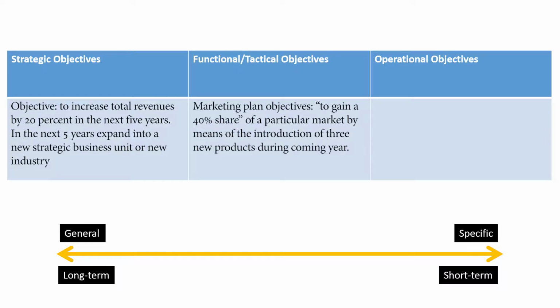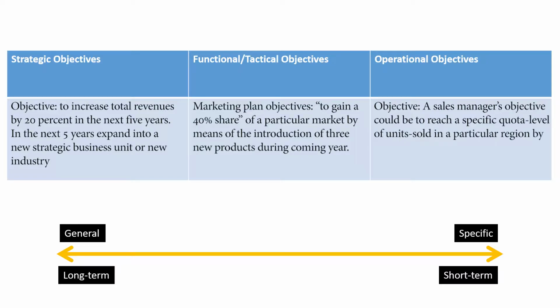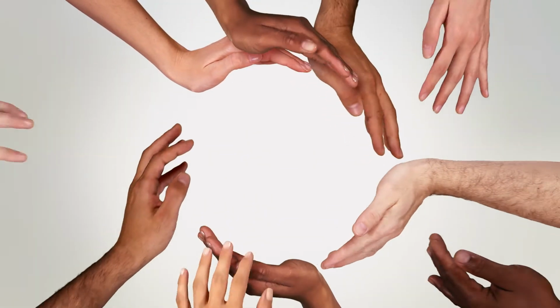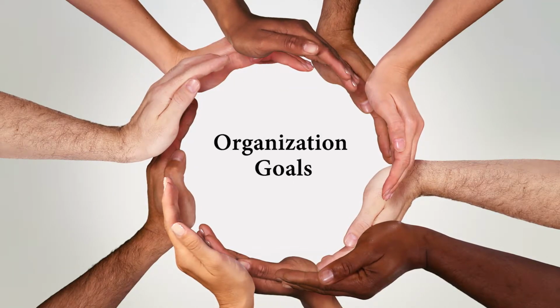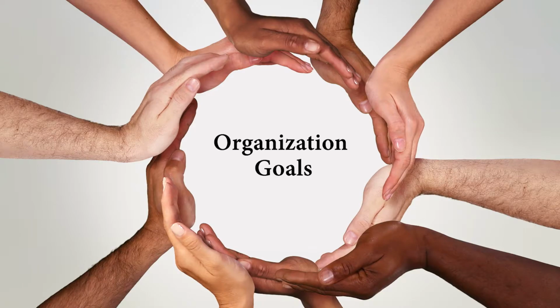At the operational level, the objectives are much more specific and even narrower in scope. The objectives are also short-term oriented. For instance, a sales manager's objective could be to reach a specific quota level of units sold in a particular region by the end of the month. So we have discussed the difference among the 3 levels of business planning. However, all business planning activities should be an integrated activity. Strategic, functional, and operational plans must work together for the benefit of the whole organization, always within the organization goals.